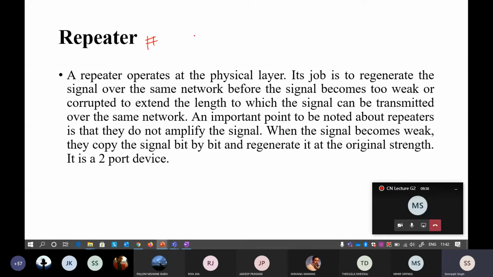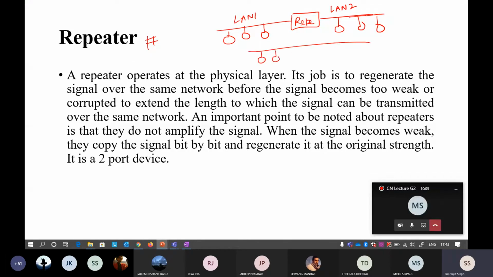Suppose this is a repeater that is connected, and these are your workstations connected in a particular LAN. Suppose this is LAN 1 and this is your LAN 2. So there are two LANs, and I use this repeater to connect them. Without this repeater, these are the six devices connected with each other: workstation A, B, C, D, E, F.